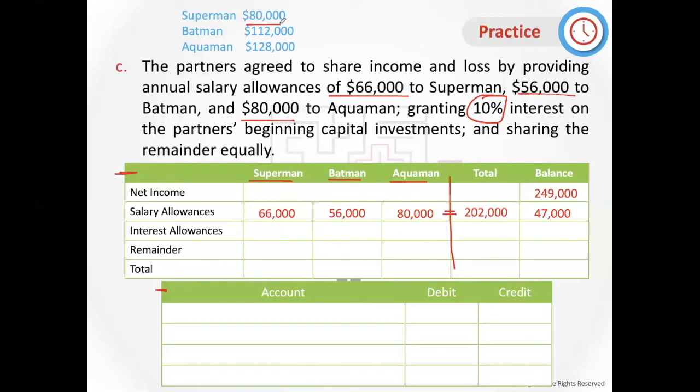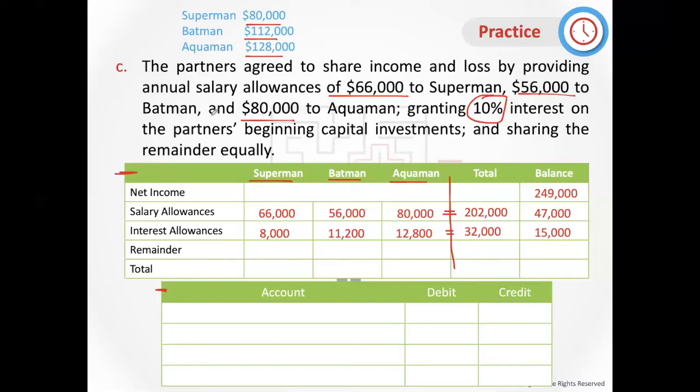10% of $80,000 would be $8,000. 10% of $112,000 would be $11,200, and 10% of $128,000 would be $12,800. Once again, we want to total these up to get the total, which is $32,000. We had a $47,000 balance, and now we just split up $32,000 more. Our balance after this would be $47,000 minus $32,000, which leaves us with $15,000.